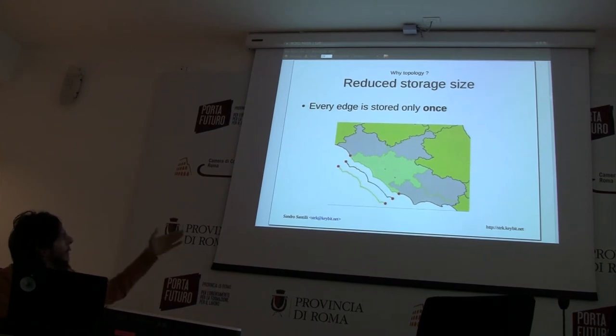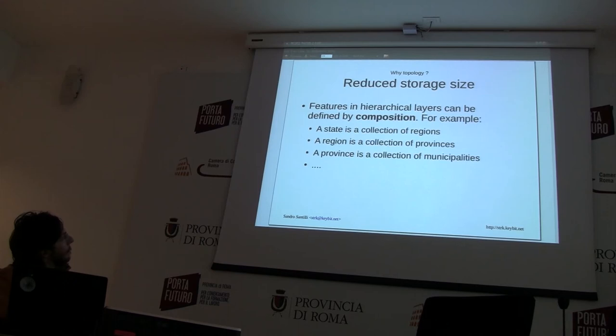It reduces storage size because a single edge is stored only once. And you can also have hierarchical layers. So one feature can be defined by a list of its components. For example, a state is a collection of regions, a region is a collection of provinces, and so on.